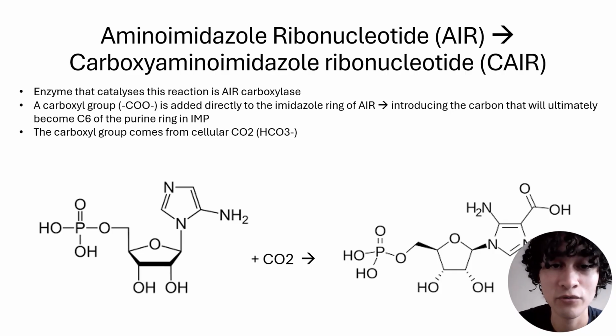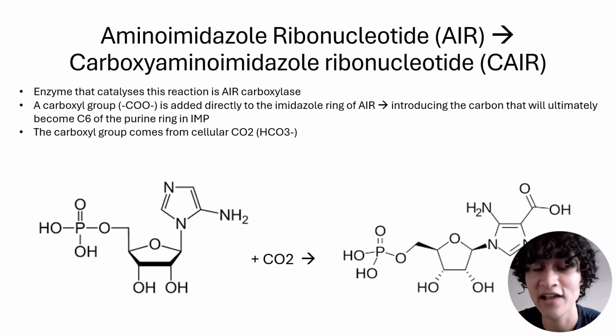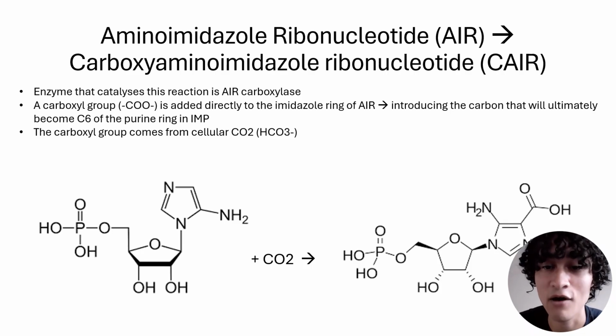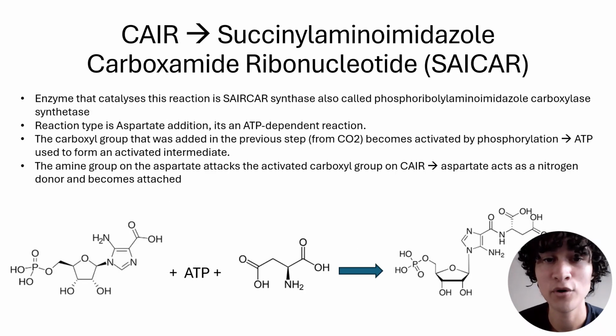Now, the carboxyl group comes from cellular CO2 or bicarbonate, HCO3, and that's fixated onto this aminoimidazole ribonucleotide to give you carboxyaminoimidazole ribonucleotide. And you can see that COOH, or that carboxylic acid functional group, now coming out of the imidazole ring. Okay, so now we go from carboxyaminoimidazole ribonucleotide to succinyl-aminoimidazole carboxamide ribonucleotide, or SAICAR for short.